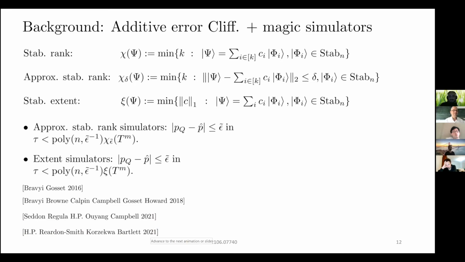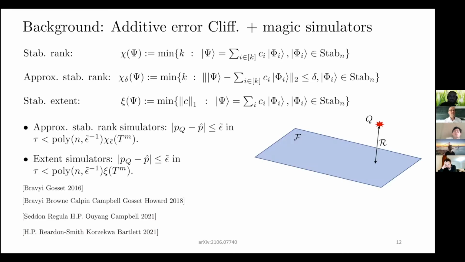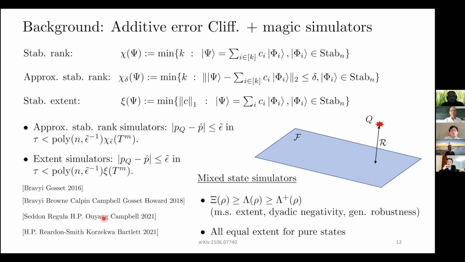And I want to say a little bit about the mixed state simulators, because it tells you something about this picture and how it's actually a bit richer than one might expect. So in this paper here, we defined 3 monotones, 3 different notions of this resource, which we called the mixed state extent, the dyadic negativity, and the generalized robustness. And we show that they have this relationship. So smaller means faster simulators, because we constructed a simulator that scales according to each of these resources.